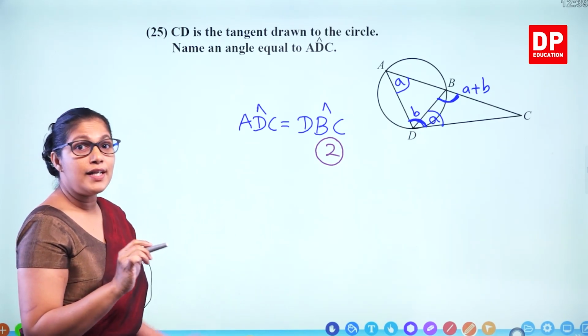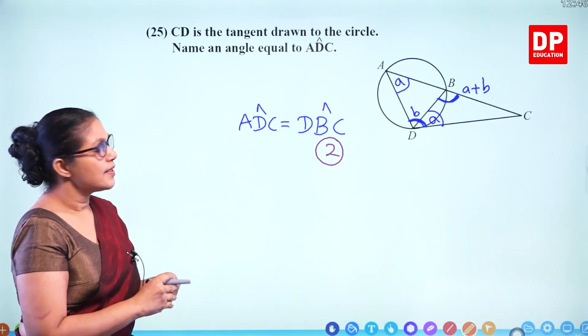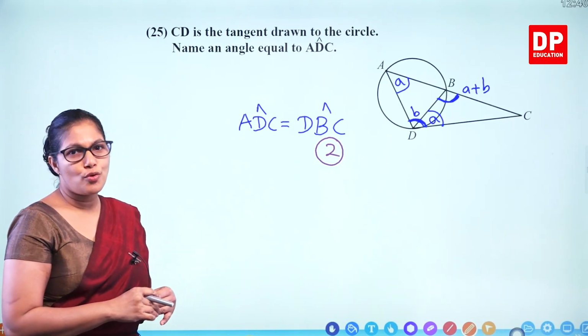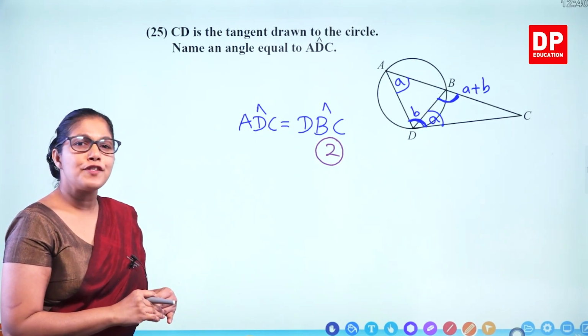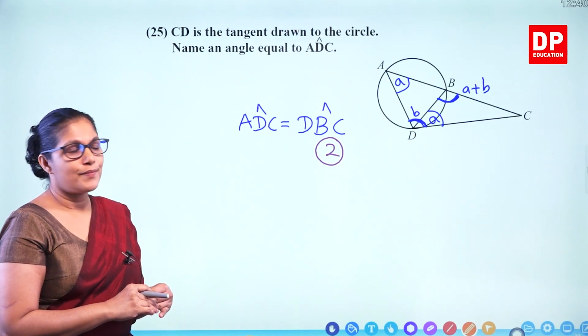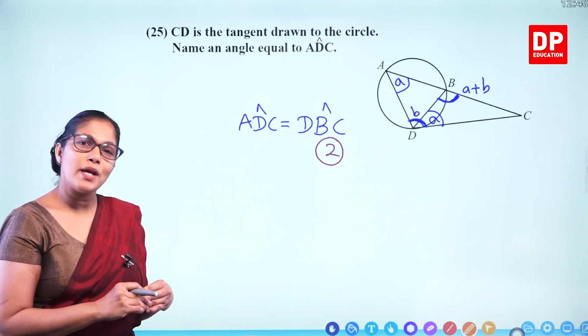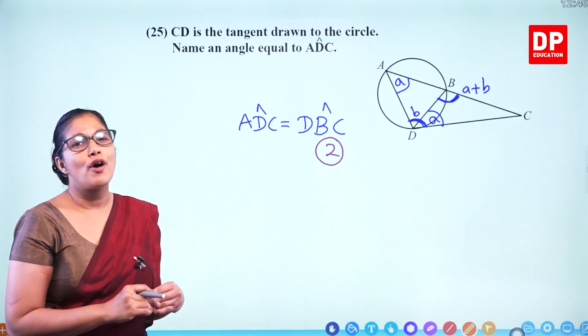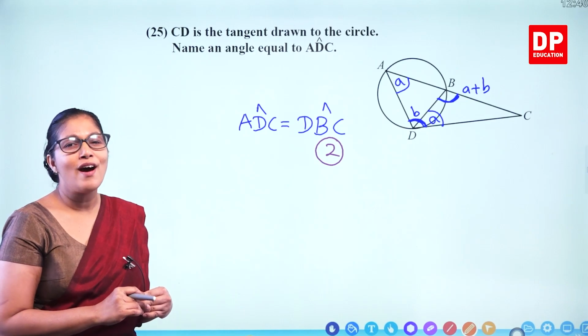So we covered the whole paper. It consists of 25 questions and each question worth 2 marks. So altogether 50 marks for this paper. So complete all 25 questions and then make sure that you watch my video to check your answers.